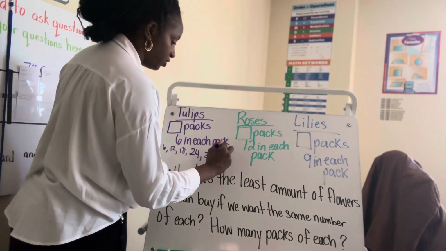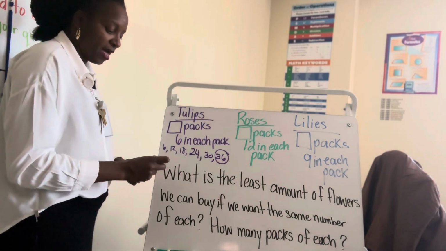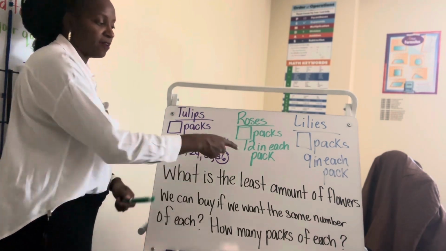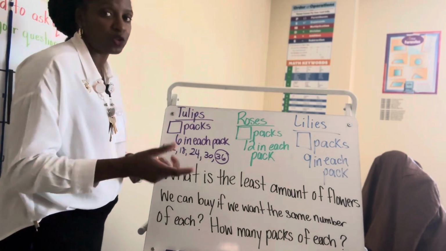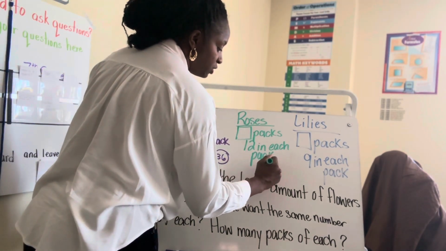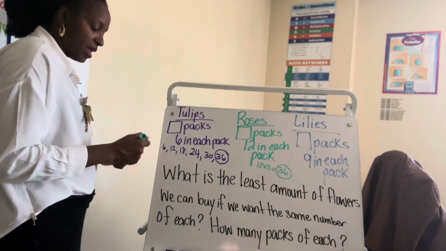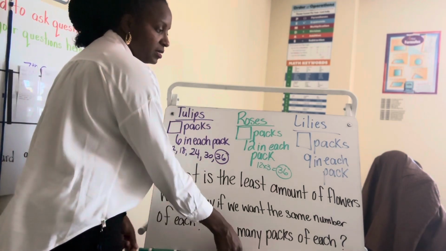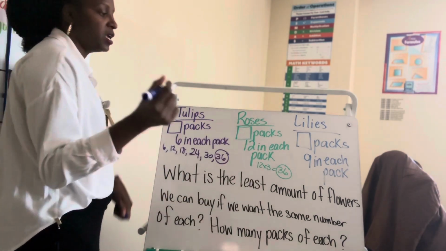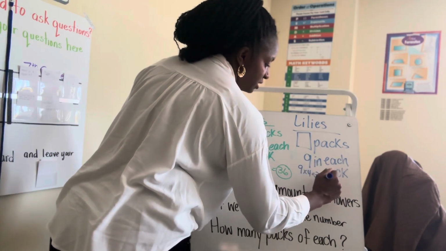6 times 6 is 36. I'm going to look at this number 36. I know that 36 is a product or a multiple of 12, because if I do 12 times 3, I'm going to get 36. I also know that 9 is a factor of 36, because when I do 9 times 4, I get 36.